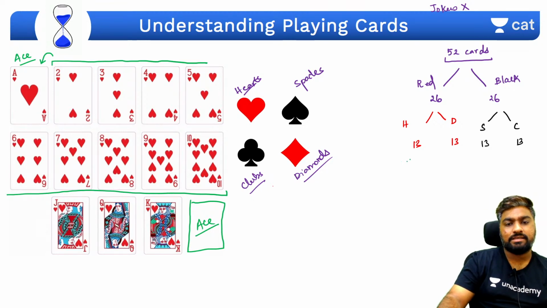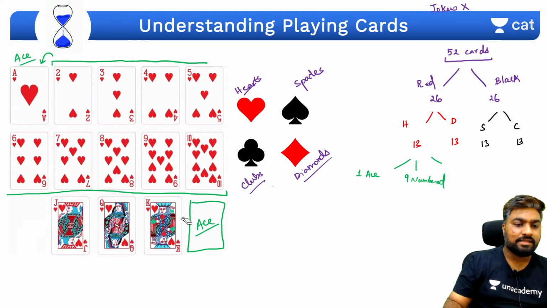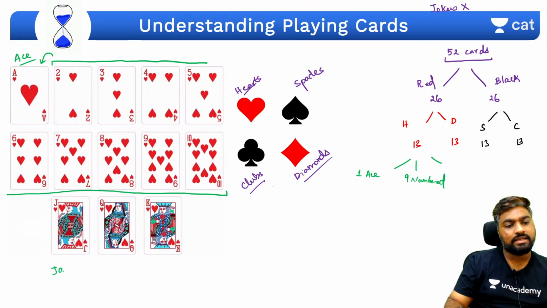So in hearts, there is an ace. Then you have 9 numbered cards. And the last 3 cards are what? The J is not joker, the J is jack, Q is the queen, and K is the king.